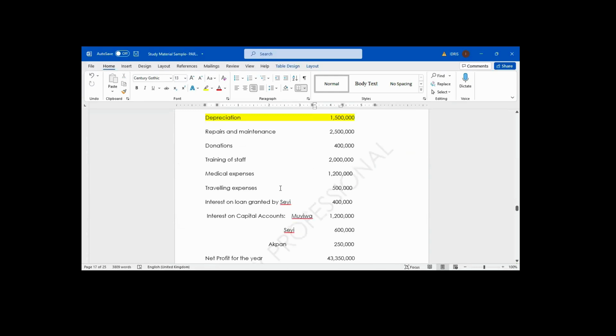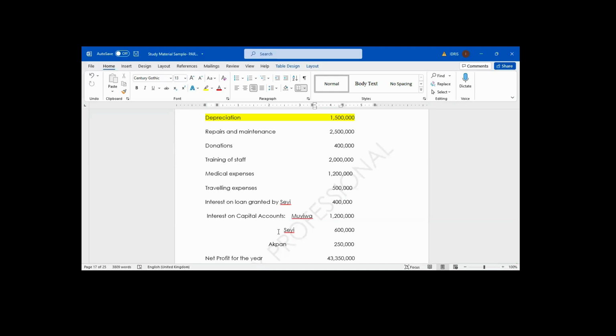Now traveling expenses, allow or disallow? Allowable, sir. It is allowed. Interest on loan granted by Sheyi, one of the partners. He gave the business a loan and they now charge interest on the business. Is it allowed or disallowed? It's allowed. In this partnership business, if one of the partners gives the business a loan and they charge interest, it's allowed.